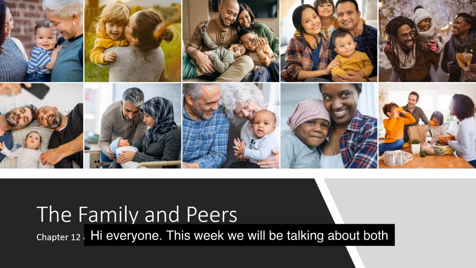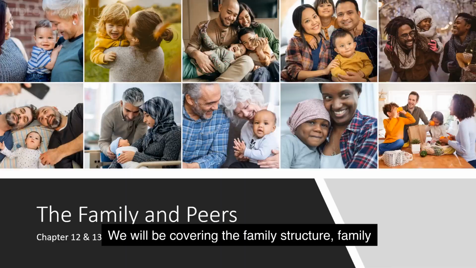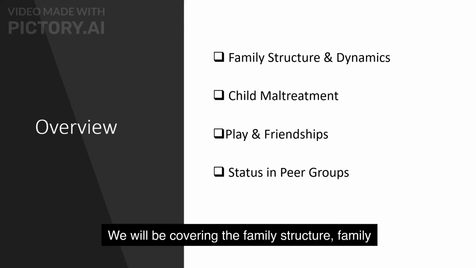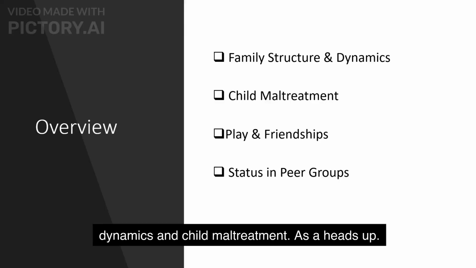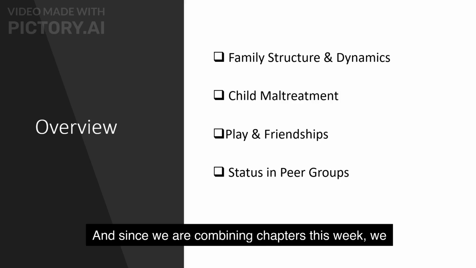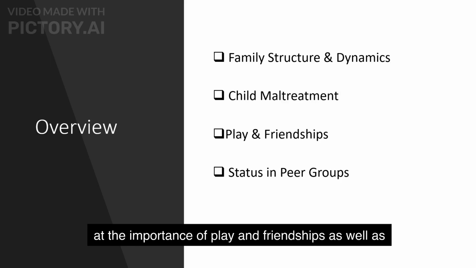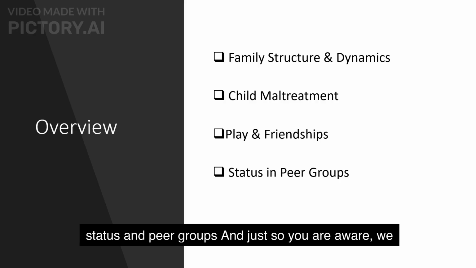Hi everyone, this week we will be talking about both the family and peer development. We will be covering the family structure, family dynamics, and child maltreatment. As a heads up, when we talk about maltreatment, we will be going into some detail about what that means and the different types. And since we are combining chapters this week, we will also be talking about peer development, looking at the importance of play and friendships, as well as status in peer groups.